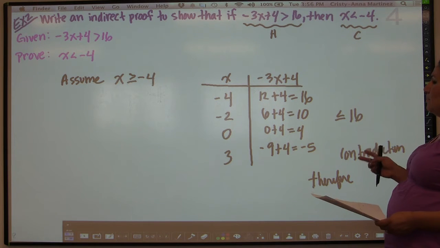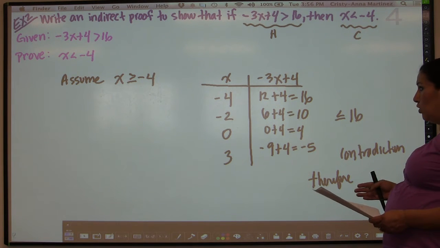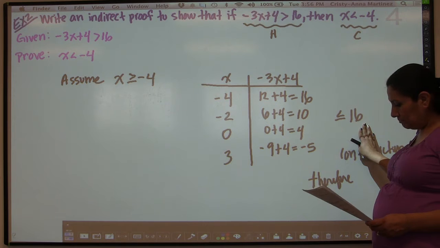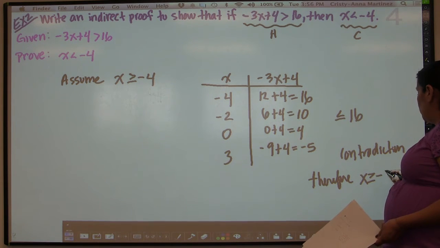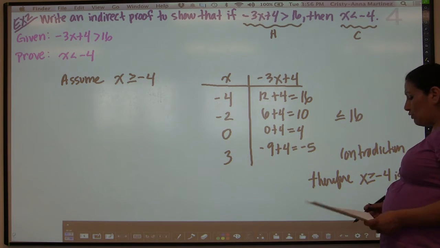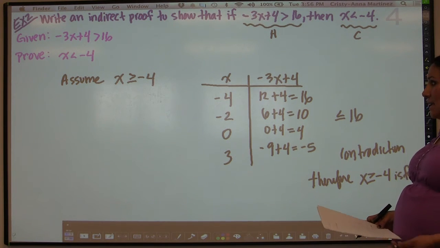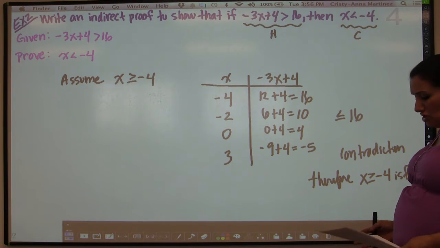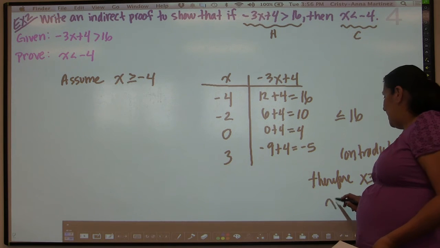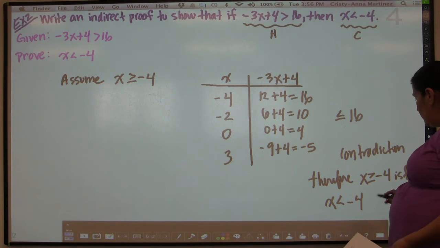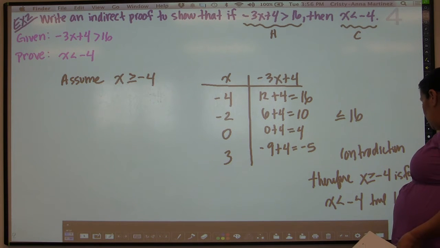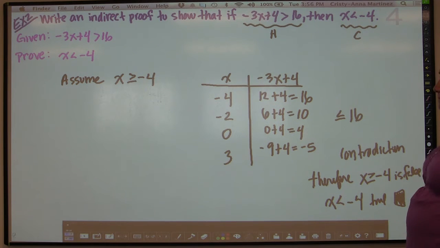since using numbers that were greater than or equal to negative 4 led to a contradiction, it means that x greater than or equal to negative 4 is actually false. And if x greater than or equal to negative 4 is false, it means that the original conclusion must be true, which is that x is less than negative 4, not greater than or equal to negative 4. So this must be true, and that's your proof. There's your QED, and that's an indirect proof for you.